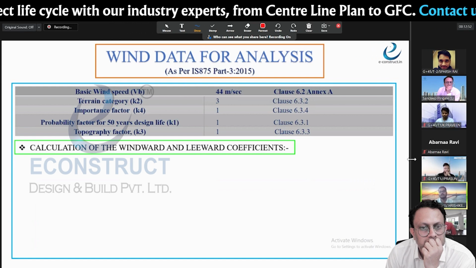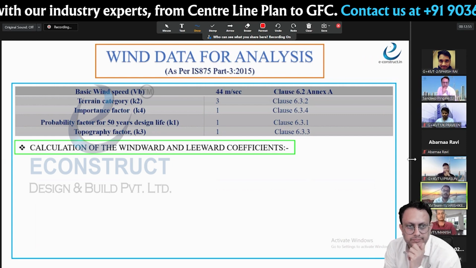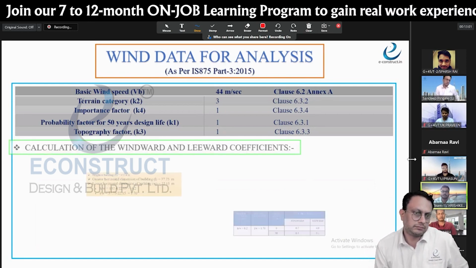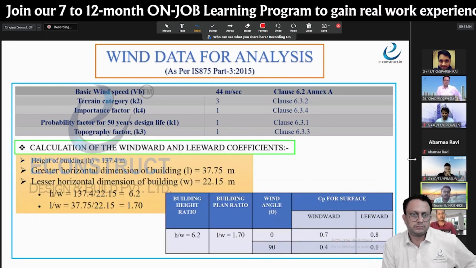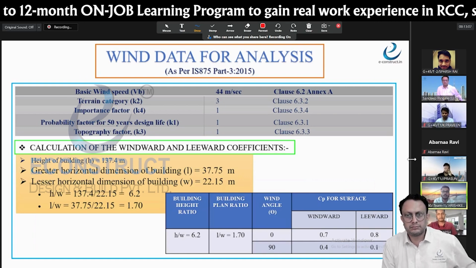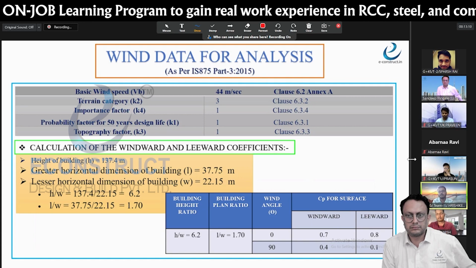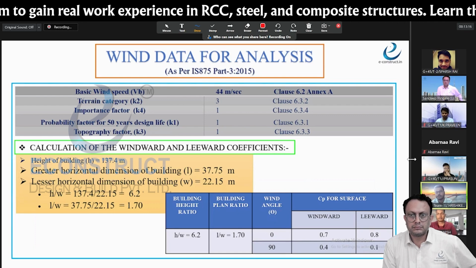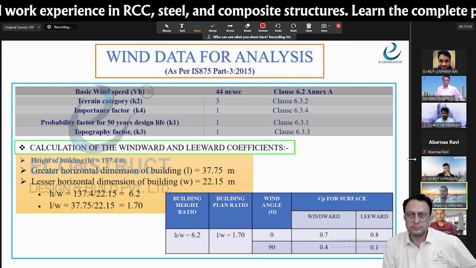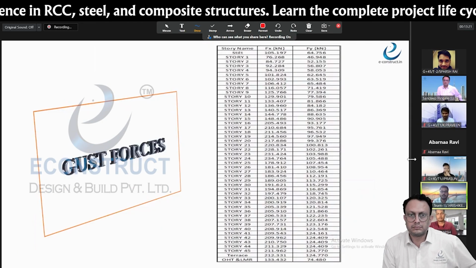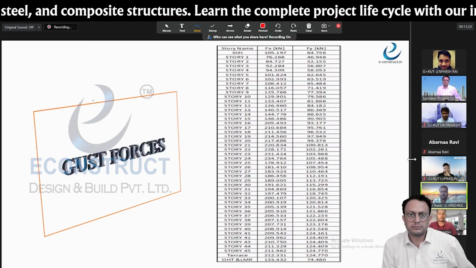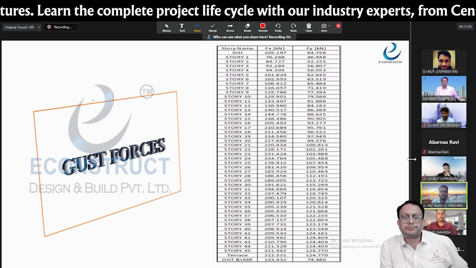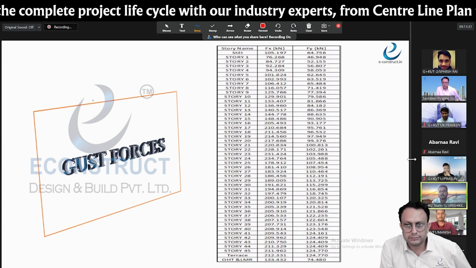Then the wind data analysis. We consider the basic wind speed as 44 as per the location, and the terrain category is 3. Based on the dimensions, according to IS 875 part 3, we have to consider the windward and leeward coefficients as 0.7 and 0.8 along X, and 0.4 and 0.1 at 90 degrees. And this is the thrust factor calculation in Fx and Fy, according to IS 875 part 3, 1987.